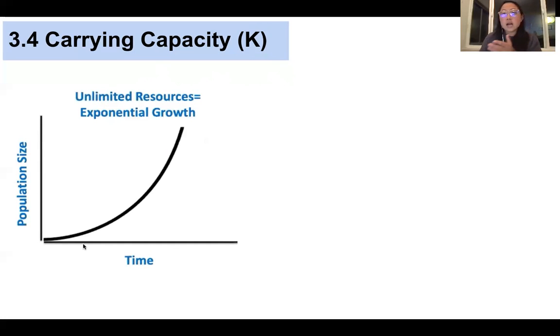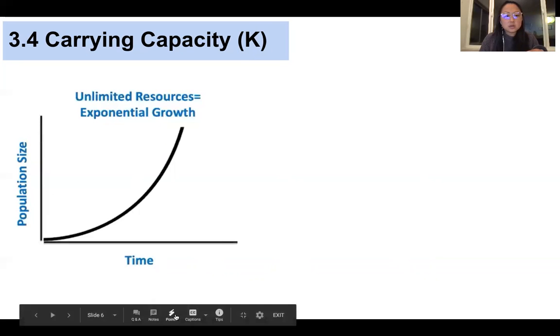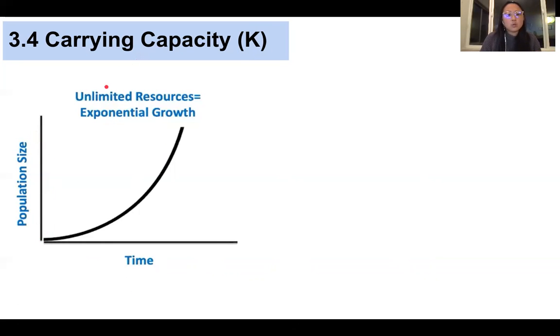The x-axis is over time, and the y-axis is the population size. What this is saying is that with unlimited resources, so if there's unlimited food and shelter and whatever other resources that species needs, there will be exponential growth. This growth will just keep going up and up if there's an abundance and an unlimited amount of resources. Now, we know that on Earth, that doesn't exist. You cannot just find an ecosystem that has unlimited resources.